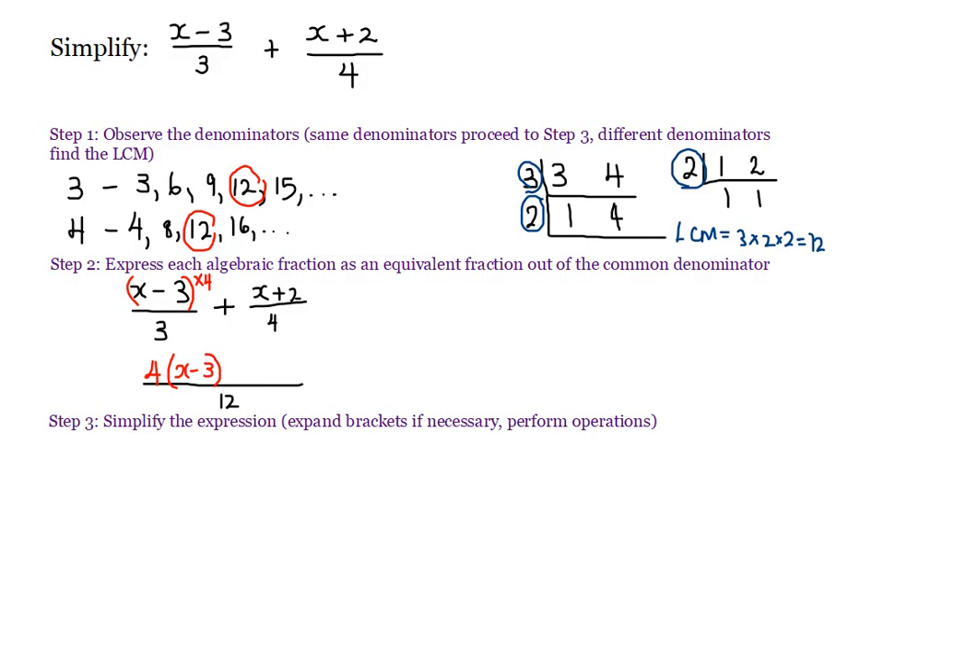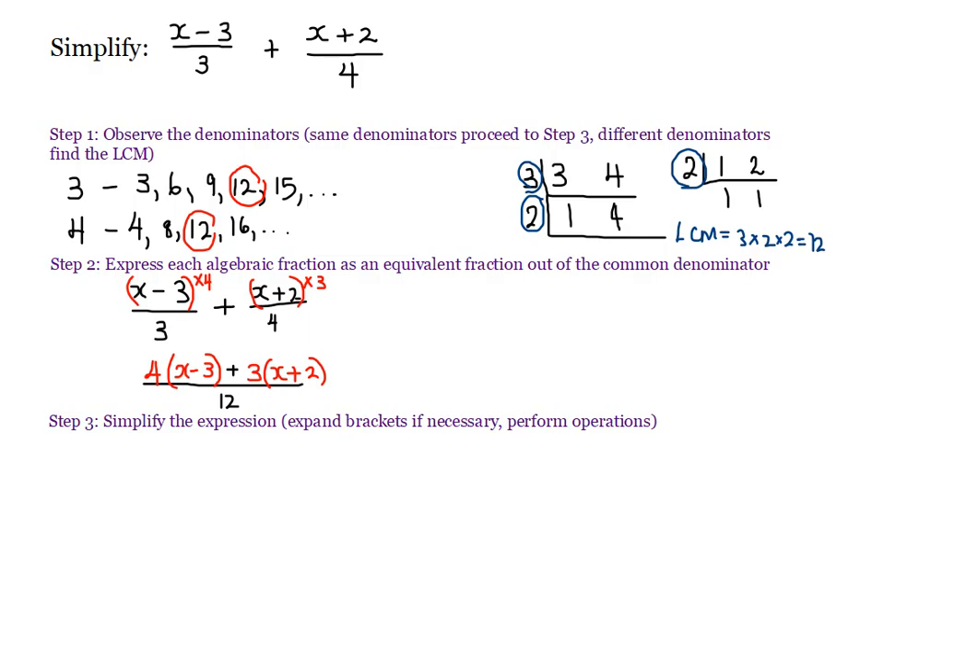And then my operation here is addition, and then I'm going to consider how many times my denominator 4 goes into 12, and that will give me 3. And the same thing again, you're going to multiply the numerator. This time the numerator here is x plus 2. You're going to multiply that numerator by 3. So what we're going to write here should be 3 times x plus 2. So this is what it will look like.